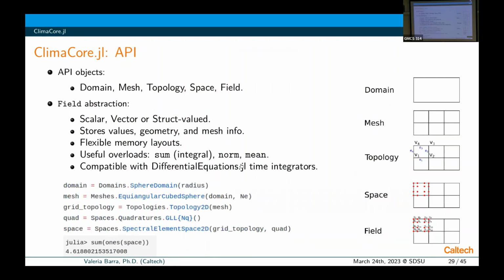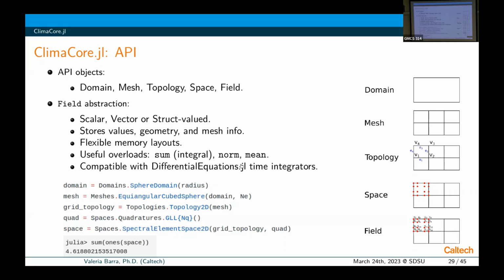Okay, so this is just an overview of the API. Very quickly, we have different objects in this hierarchical order. So the domain is the one where you define your bounding box, basically. It could be a rectangle or a circle. Then the mesh is the one that knows about the resolution. Topology is the one that knows about orientation of vertices and edges. And space is the one where you define if you want to have a finite element space, so it will define the nodes, or if you want to have a finite difference space.